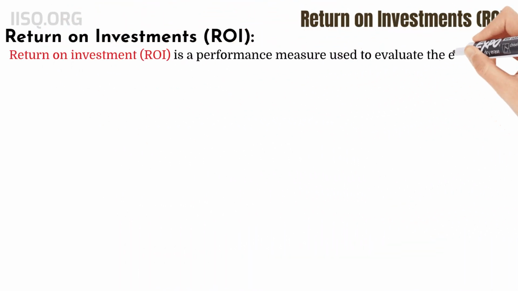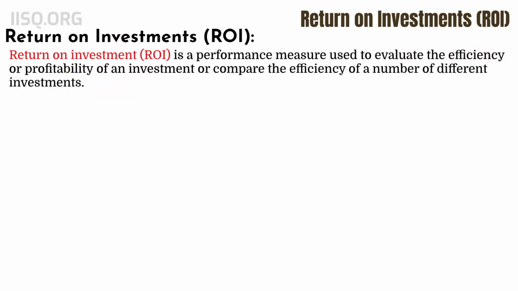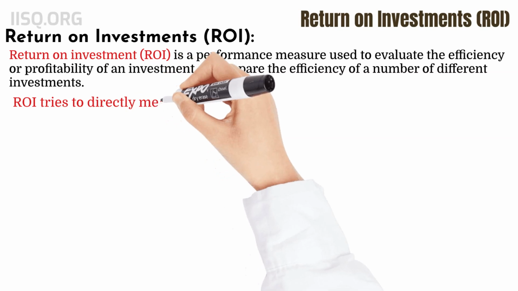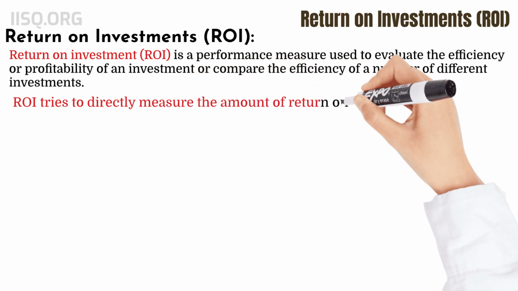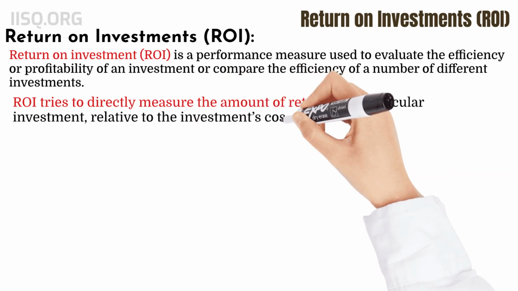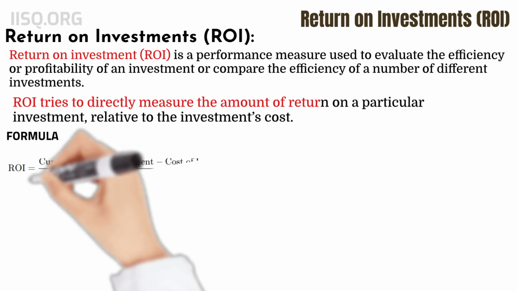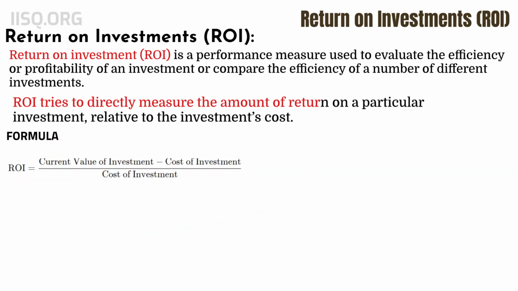ROI, or return on investment, is a performance measure used to evaluate the efficiency or profitability of an investment or compare the efficiency of a number of different investments. ROI tries to directly measure the amount of return on a particular investment relative to the investment's cost. The formula for ROI is the net of current value of investment and cost of investment divided by cost of investment. Let us take an example here.